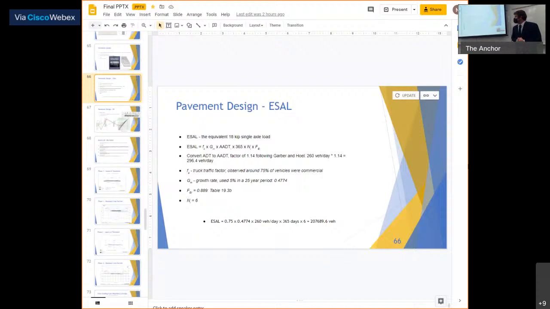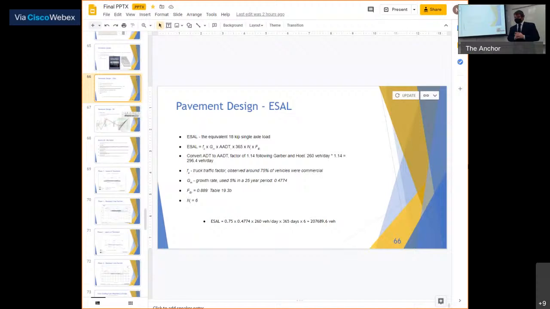With our growth rate, we asked Dr. Apronti if a 5% increase was okay, and he said generally that sounded like a good number for our particular project. And a 25-year lifespan, we just assumed it, you know, it just seemed like a good number. We wanted to engineer our pavement for 25 years.